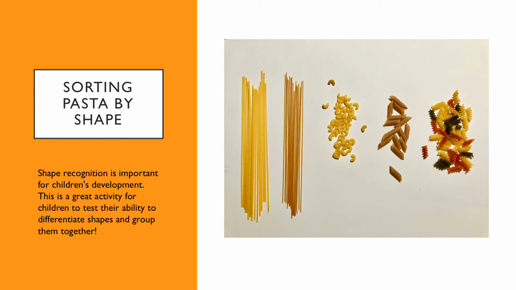Sorting pasta by shape. An activity you can do for this is mixing all the pasta together and then having the children pick out which pasta pieces and shapes match each other. So you could have long skinny pieces on one side, squiggly pieces on another, and circular pieces in the middle. And this helps children differentiate different shapes and sizes.